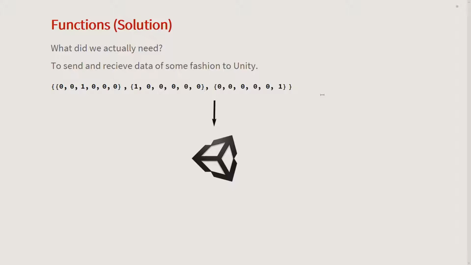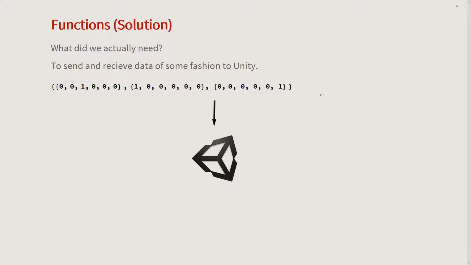So we stopped and started thinking, what did we actually need it to do? What did we actually need out of this code? What did we need UnityLink to be able to do? We needed to be able to send and receive some kind of data from the Wolfram language to Unity. We wanted to tell the turtle to move forwards a unit or do an animation or turn around, update its UI, things like that.